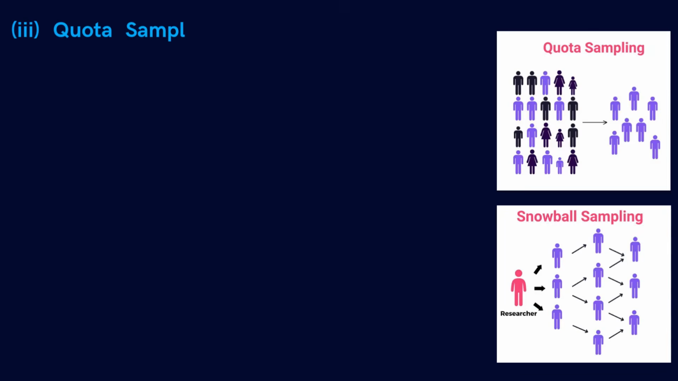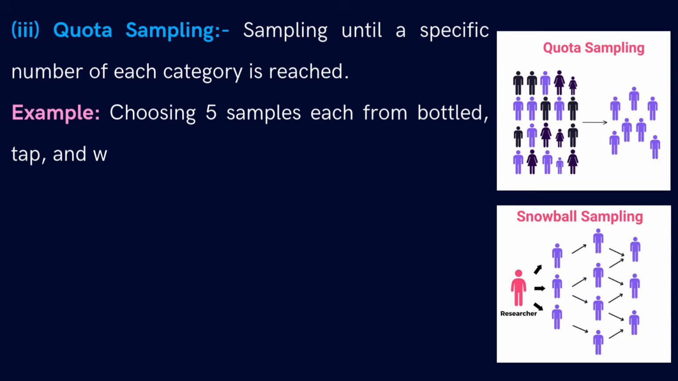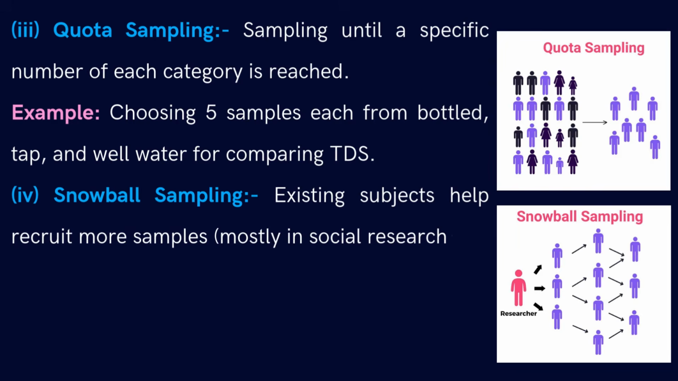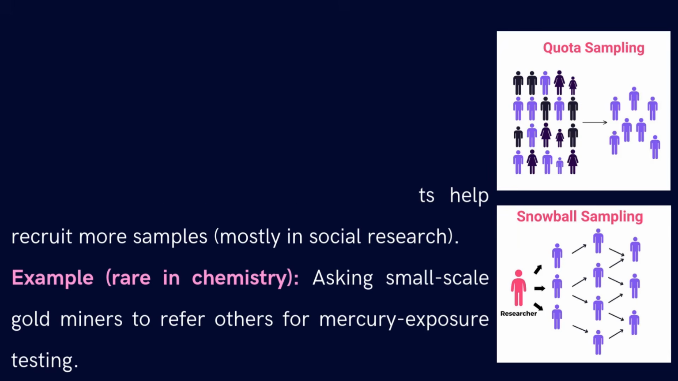And then, third type is quota sampling, sampling until a specific number of each category is reached. Example: choosing 5 samples each from bottled, tap, and well water for comparing TDS. Fourth one is snowball sampling. Existing subjects help recruit more samples, mostly in social research. Example: rare in chemistry, asking small-scale gold miners to refer others for mercury exposure testing.